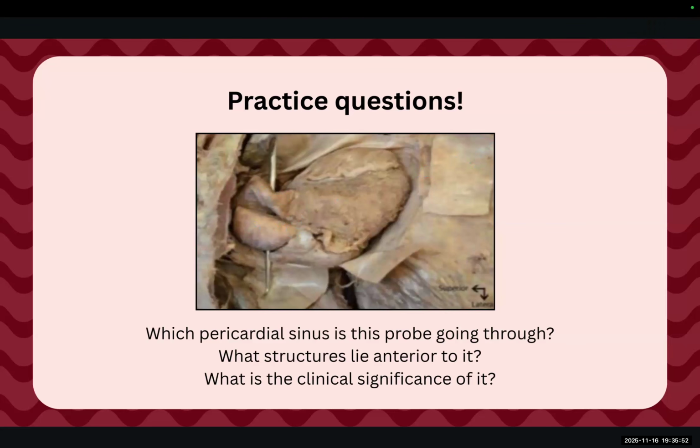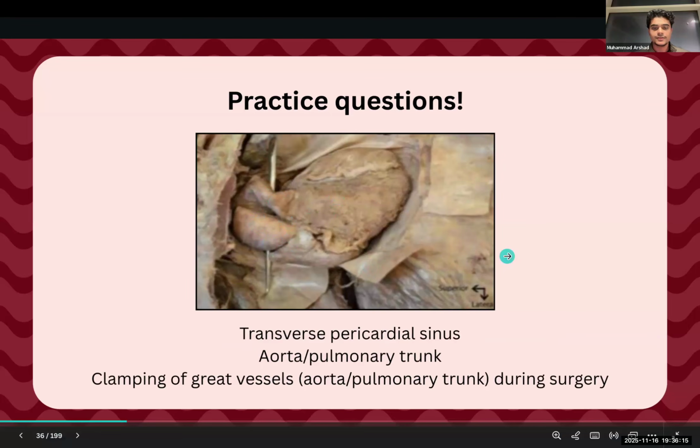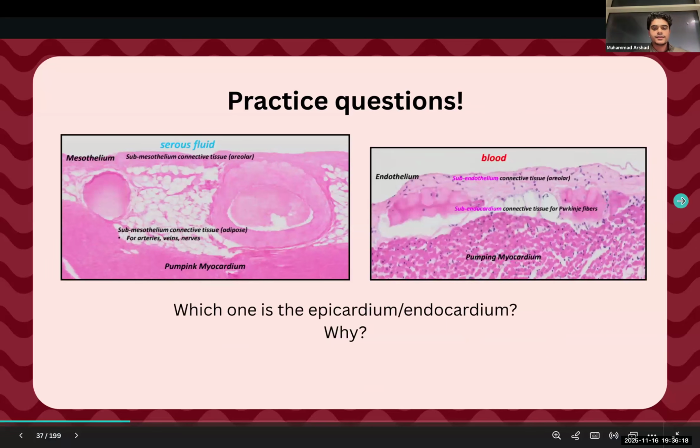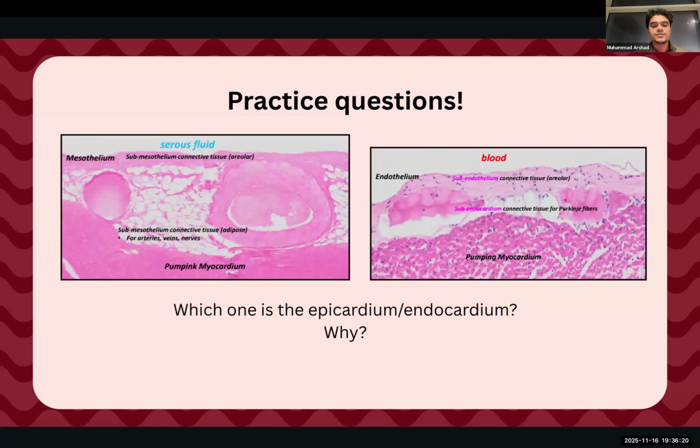Can I do it? Yeah, go ahead. So this is the transverse sinus. Anterior to it is the ascending aorta and the pulmonary trunk. The clinical significance is it allows the surgeons to put clamps on the great vessels through it. Perfect. Thank you. I think this is our last practice question.